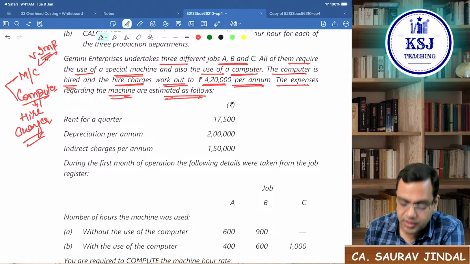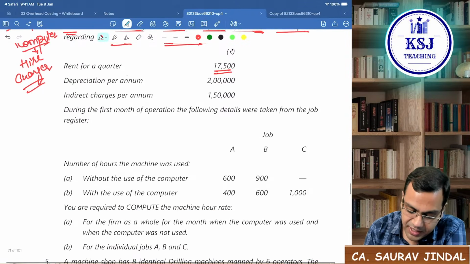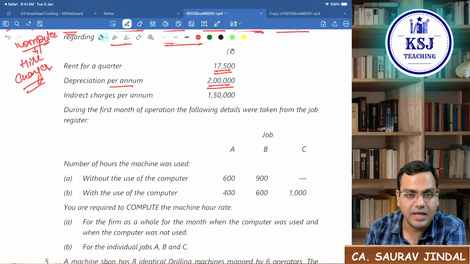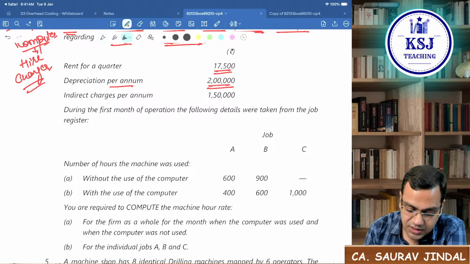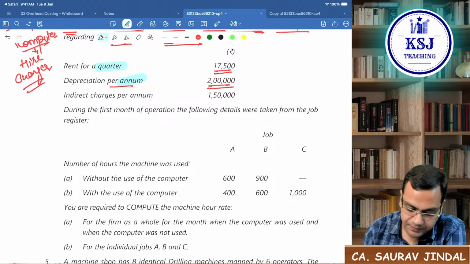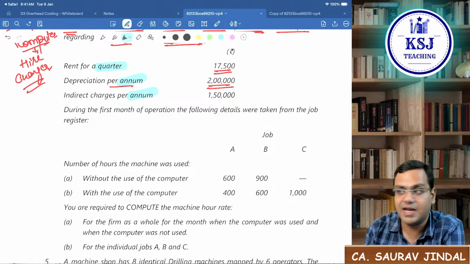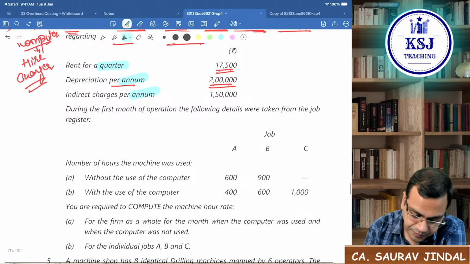Rent for a quarter is given as 17,500. Depreciation per annum is given, that is 2 lakh. Now be very careful here. This expense is given per quarter. This is given per annum. Indirect charges per annum, 1,50,000. Again, the charges are given per annum.